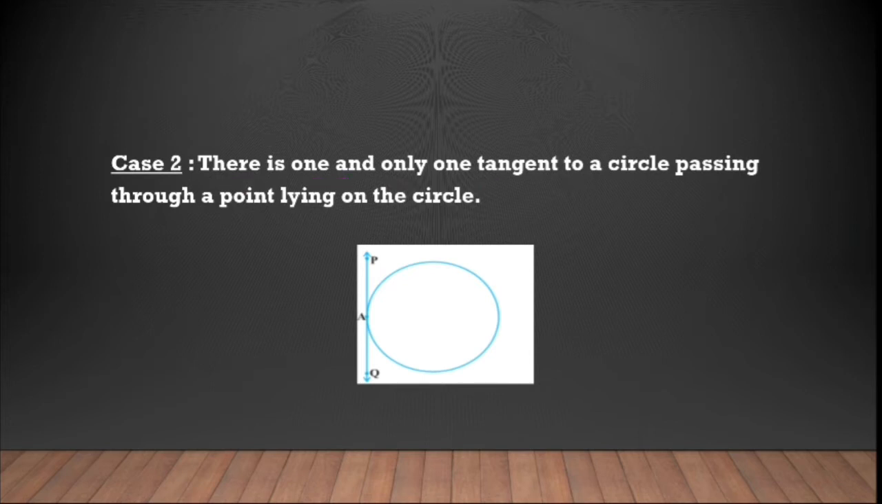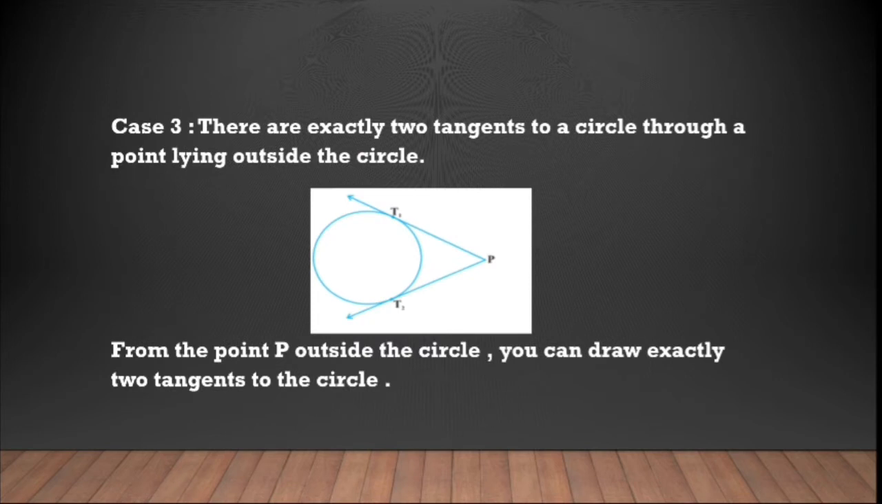Okay. Now case 3. Case 3 is where you are considering the point outside the circle. Suppose this point P is outside of the circle. Now from this point P you can draw exactly 2 tangents to the circle, as you can see in the figure. One tangent will be PT1, another tangent will be PT2. So these 2 tangents you can draw from the outside point of a circle.